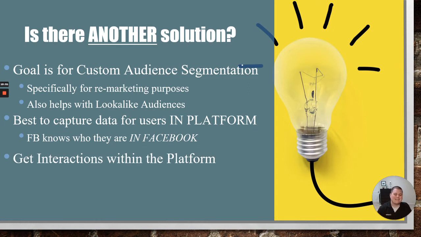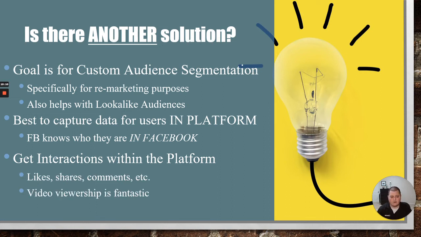And that means we need likes, shares, comments, etc. And we need to be able to trigger off of those. Things like video viewership is one of my personal favorites. And when we get those interactions, we can start doing custom audience triggers based off of those interactions. And the key there is that it's happening inside the platform as opposed to outside and relying on a pixel or an API to pass the information back.